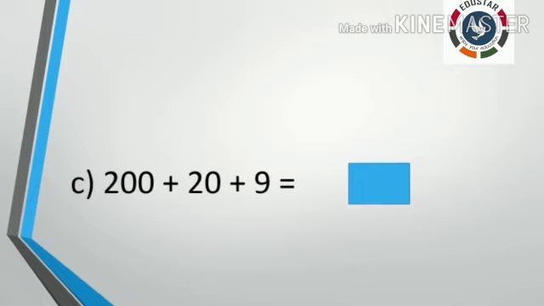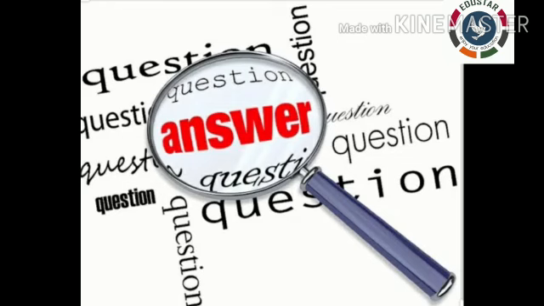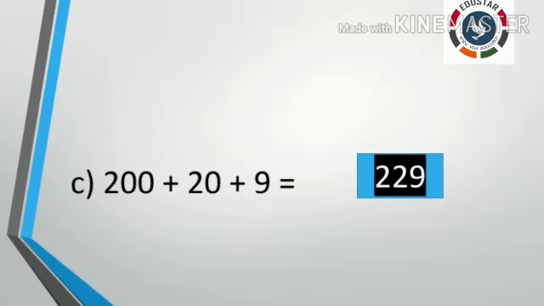Question C for you: 200 plus 20 plus 9. Shall I read one more time? 200 plus 20 plus 9. What is your answer, students? Your answer is 229. 229, isn't it? Okay, fine. Are you clear? Shall we move on to the next slide?